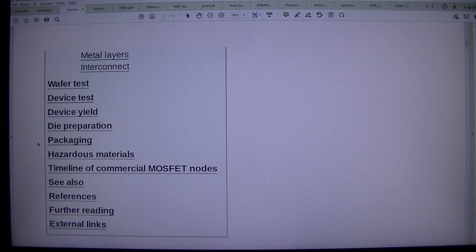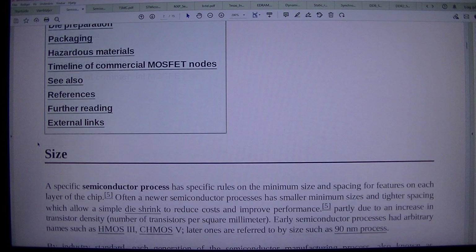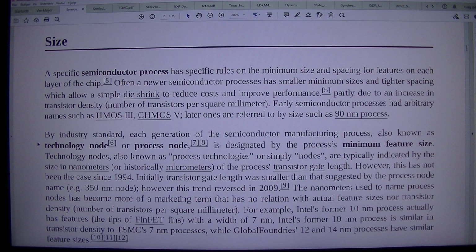External links. Size. A specific semiconductor process has specific rules on the minimum size and spacing for features on each layer of the chip. 5. Often a newer semiconductor process has smaller minimum sizes and tighter spacing, which allow a simple die shrink to reduce costs and improve performance. 5. Partly due to an increase in transistor density, the number of transistors per square millimeter. Early semiconductor processes had arbitrary names such as MOS3, CMOS-V. Later ones are referred to by size, such as 90 nm process.